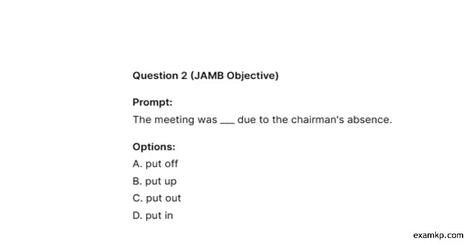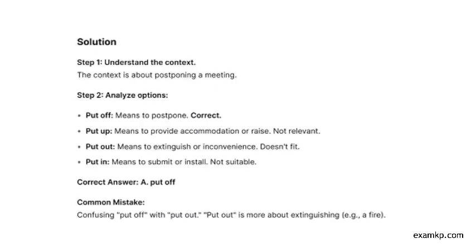Okay, next up, a JAMB question. The meeting was blank due to the chairman's absence. And our options are put off, put up, put out, and put in. Alright, same strategy. What's our big context clue here? The chairman's absence. Well, if the chairman isn't there, what's going to happen to the meeting? It can't go on, right? It has to be postponed.